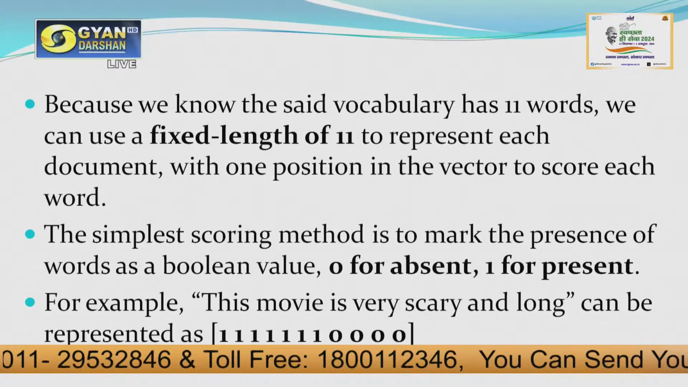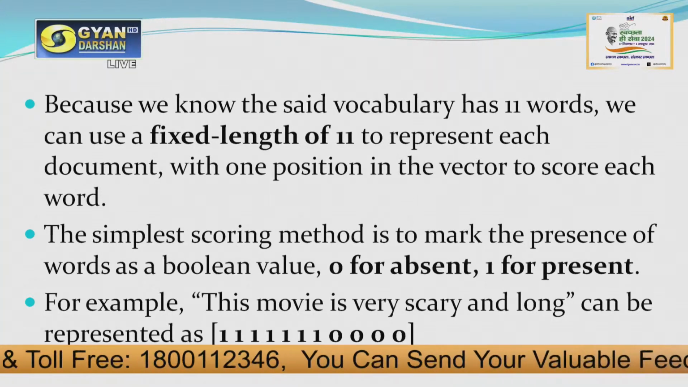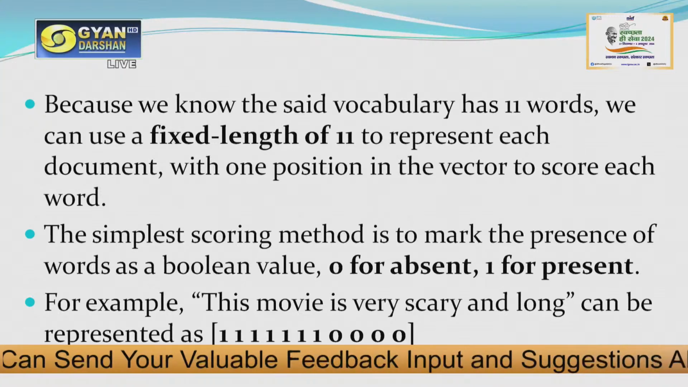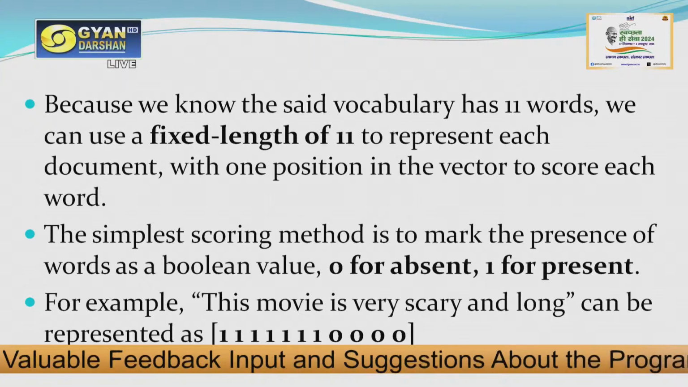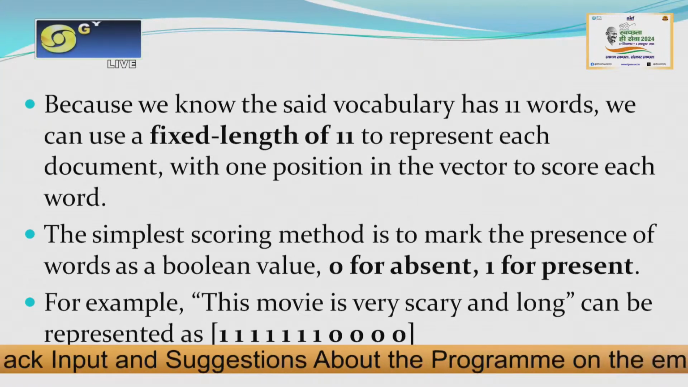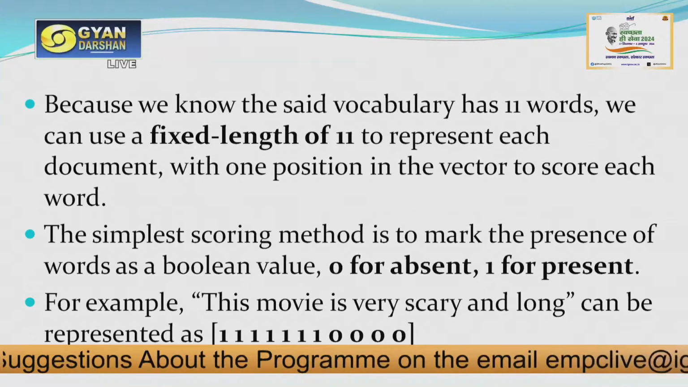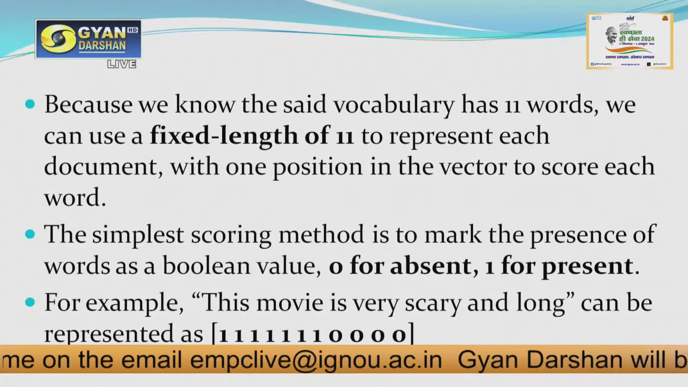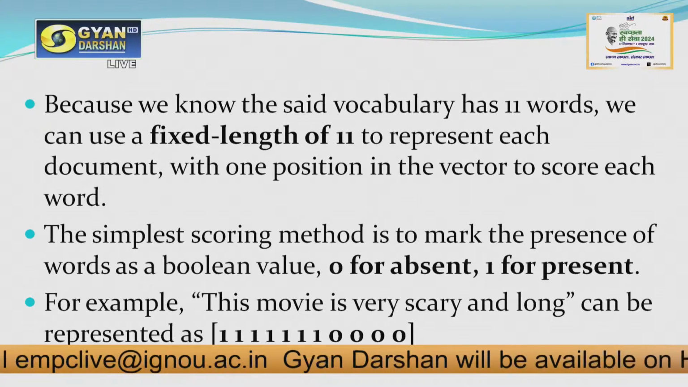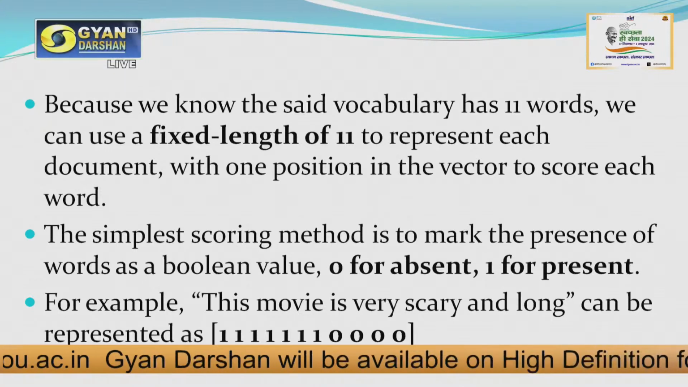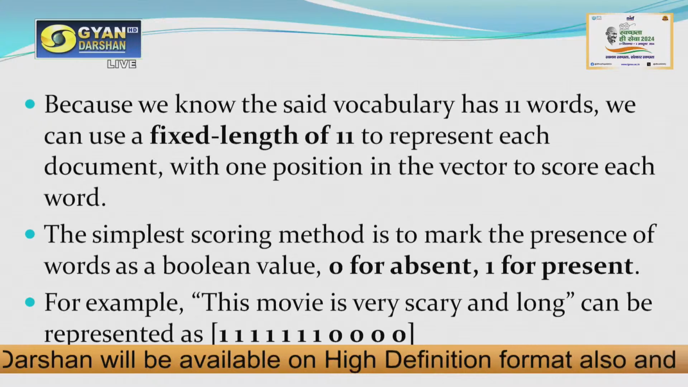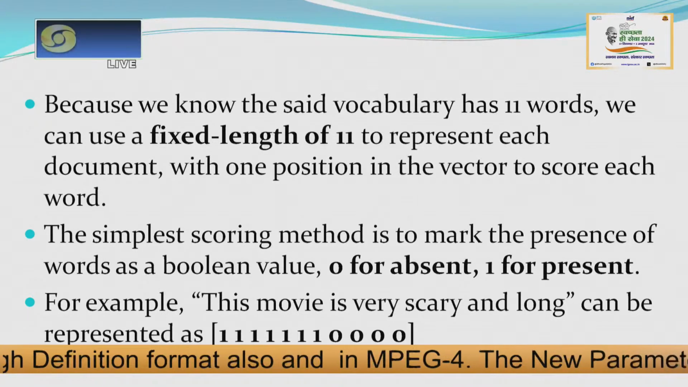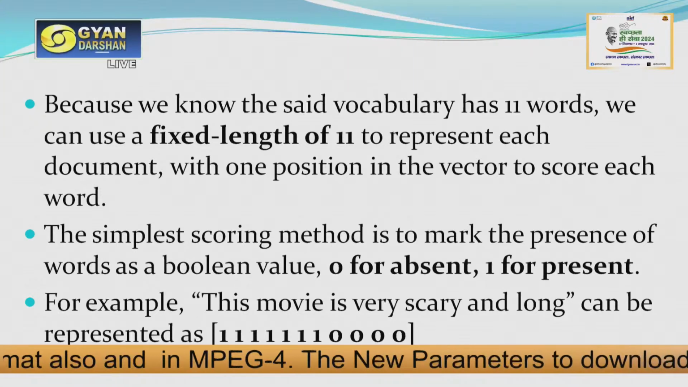The simplest scoring method here that we will use is 0 for the absence and 1 for the presence of that particular word. For example, take the first document, "This movie is very scary and long." All the 7 words, or terms, will have a presence of 1. The other 4 words are not present in the first document, so we put zeros in the vector.